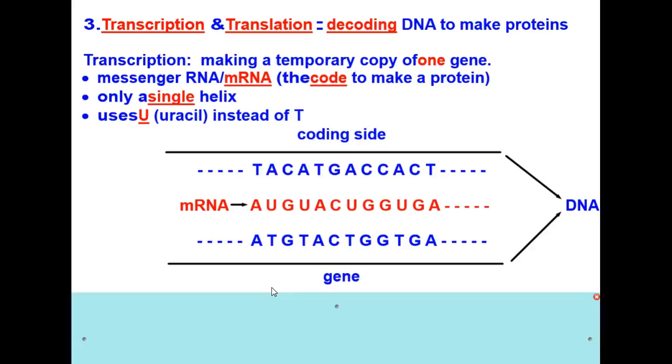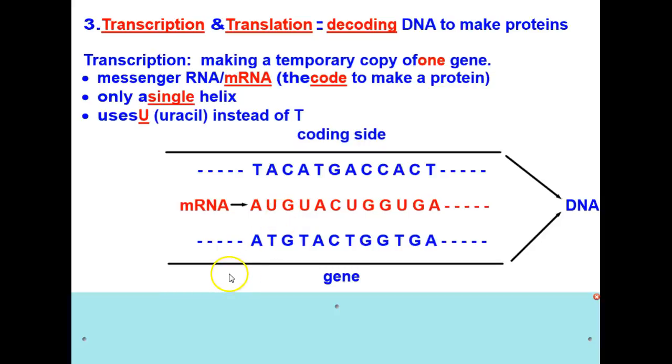So we should get these letters paired up with the TAC ATG ACC ACT coded side. The mRNA for that gene would be AUG, UAC, UGG, and UGA. Note that I did those in series of 3 bases each. More to come on that.